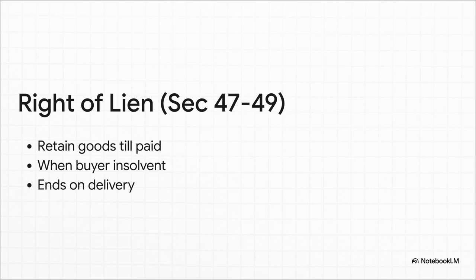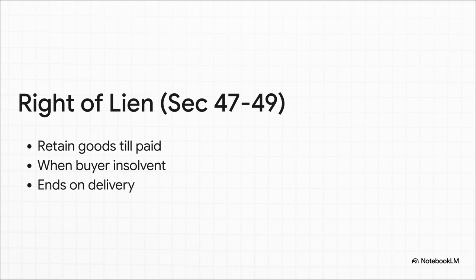When available: sale without credit, credit expired, buyer insolvent. Termination: delivery to carrier, waiver of lien, buyer obtains possession. You've got to write down every single one of these points. Let me deliberately elaborate on those termination conditions so you don't lose crucial marks. You see, a lien is entirely dependent on possession.